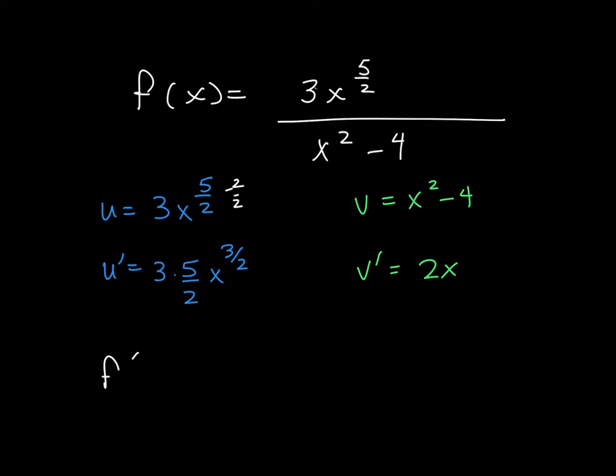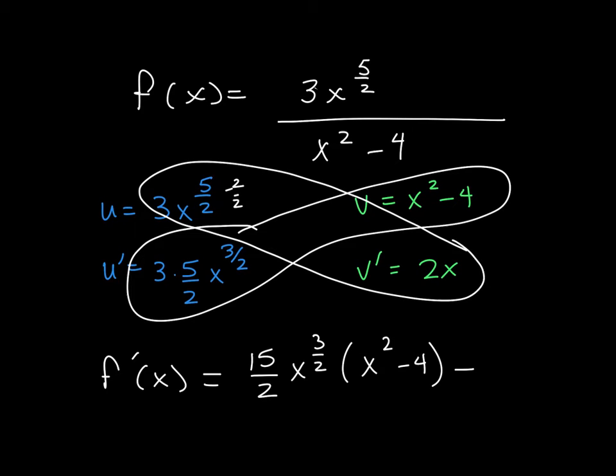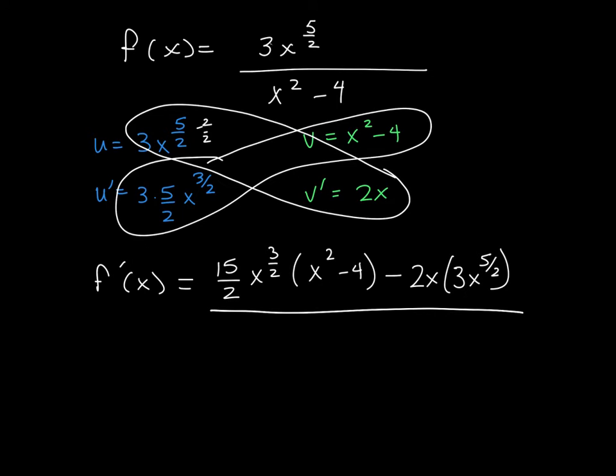So what is the derivative of the function? Same idea. It's always going to be the derivative of the numerator times the denominator. It must be in this order. So this is going to give us 15 halves x to the 3 halves times x squared minus 4. I want to subtract out the derivative of the denominator times the numerator, which is 2x times 3x to the 5 halves. And all of this is divided by the denominator squared.